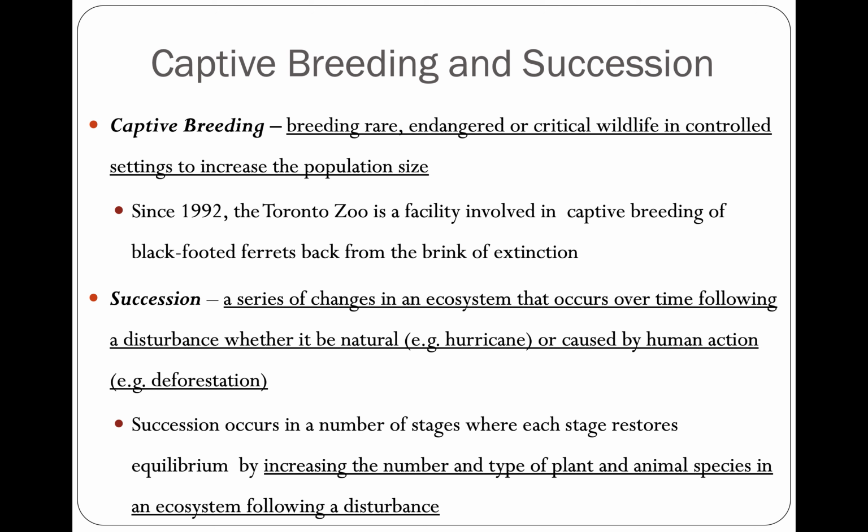So succession is a series of changes in an ecosystem that occurs over time following a disturbance, like a natural disturbance such as a hurricane, or some sort of human action like deforestation, cutting down trees, right? Succession occurs in a number of stages where each stage restores equilibrium by increasing the number and type of plant and animal species in an ecosystem following a disturbance. The biggest example of this that I always remember is volcanic eruptions. After a volcano erupts, all the lava will destroy any ecosystems nearby, and then the lava turns into rock, right? So what's left over is all of these ecosystems have been destroyed, just literally covered in rocks. How can anything go back to growing there, right?